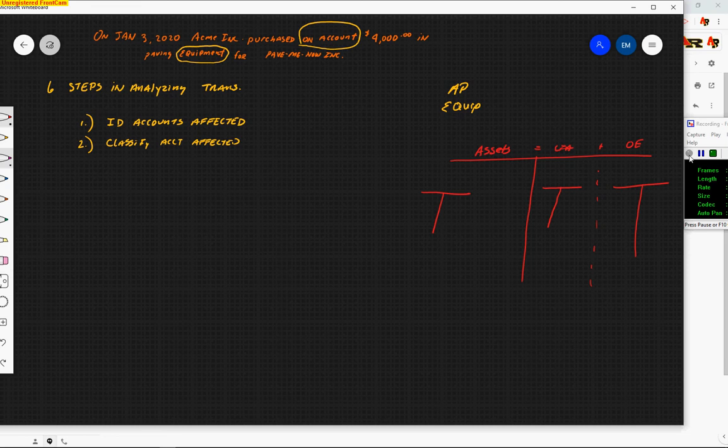In this case, we have identified the accounts that are affected. Well, we're going to classify them. Where does the accounts payable fall? Well, accounts payable falls in the liability section. And equipment falls in the asset column. I'm going to put the word asset twice. That's no sense in doing that.